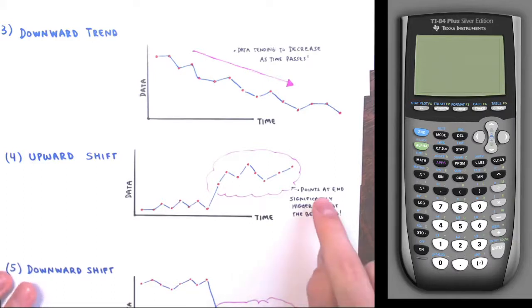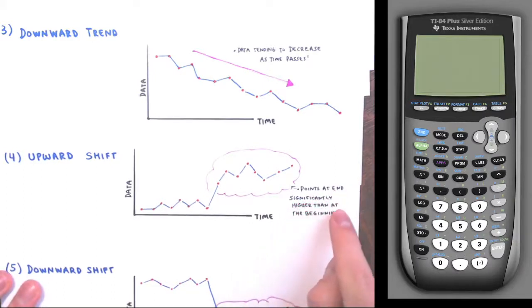All right, so if points at the end tend to be significantly higher than points at the beginning, you can justify saying that your process is statistically unstable or statistically out of control, and then you say, hey, there's a problem here. I should go in and try to figure out what the problem is and try to fix it.